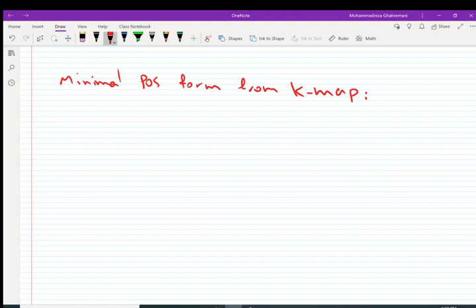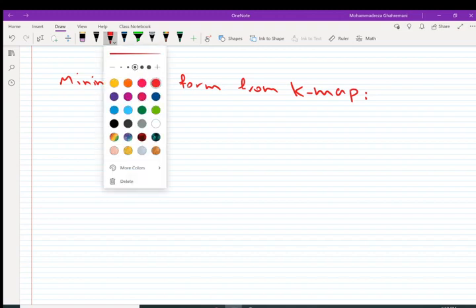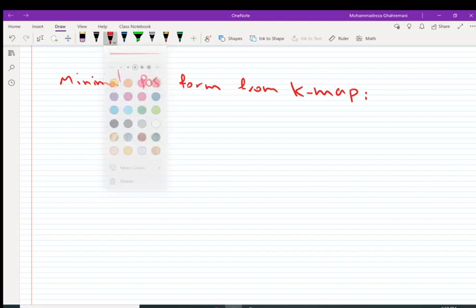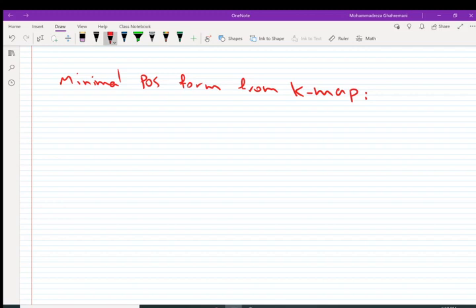So if the designer wants to implement the circuit with the product of sum, he or she has to deal with K-map in the form of product of sum. Some steps are involved to simplify the function in K-map using the form of a product of sum. These steps are as follows.